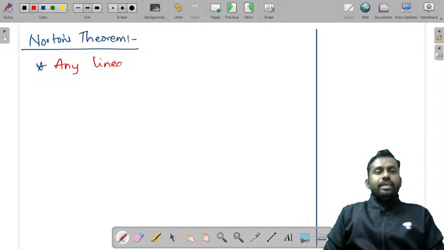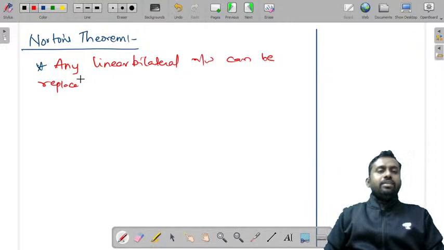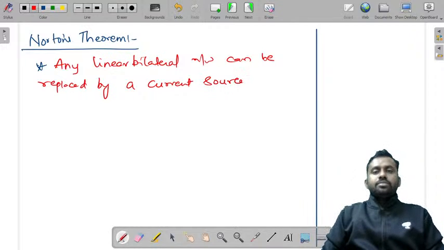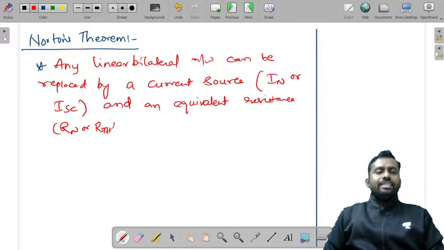Any linear bilateral or bidirectional network, which has any number of voltage sources, active and passive elements, can be replaced simply by a current source of value IN or ISC and an equivalent resistance Rn, which is the same as RTH.